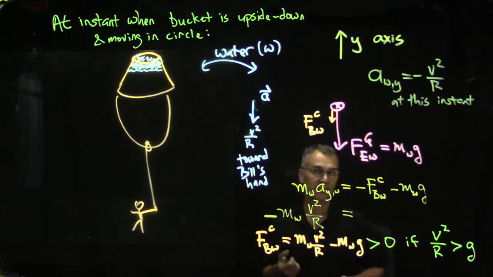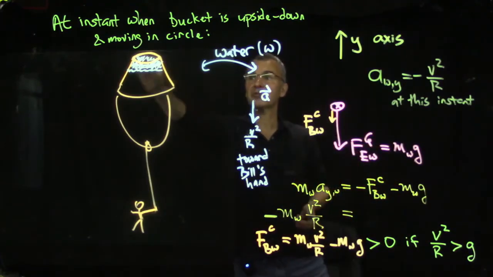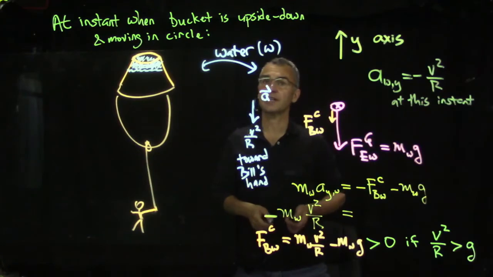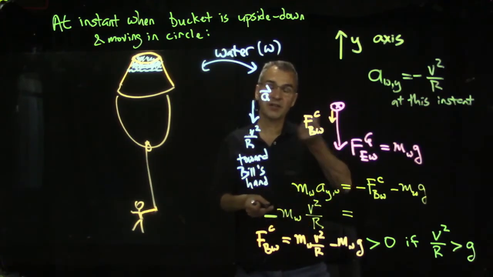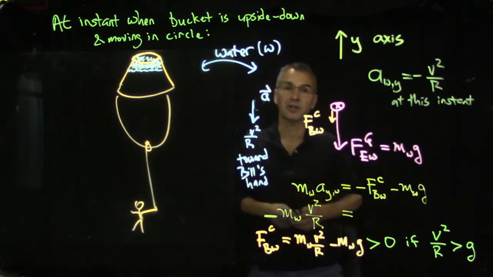So I think that's consistent with my earlier prediction. V squared over r has to be bigger than g at the top of the loop in order for the water to stay in the bucket. And it's the same as keeping the string taut, spinning the tennis ball around fast enough to keep the string taut. How does this thing work?